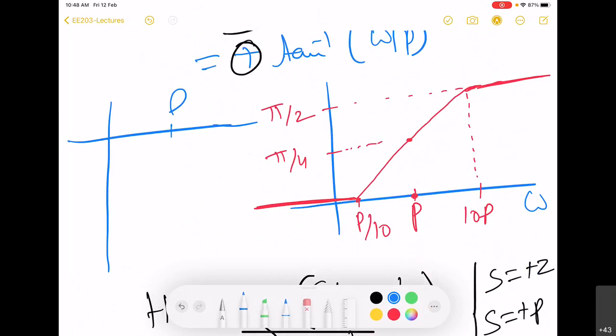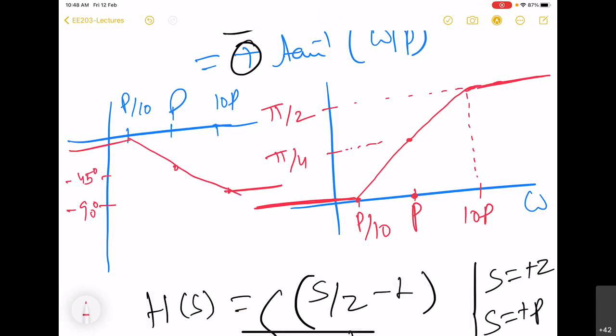So this is P, this is 10P, this is P by 10, and then we have plot 0 up to P by 10, and then minus 90 degree, minus 45 degree, this. Right. So this is what we will have to keep in mind, whether the pole is positive or negative.